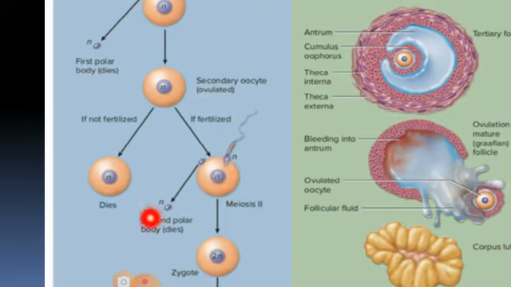By that time another polar body, the second polar body, is produced. Already one polar body was produced and degenerates; in the same way the second polar body will be produced, and it also degenerates. As a result of the second meiosis, the zygote will be produced because fertilization takes place.